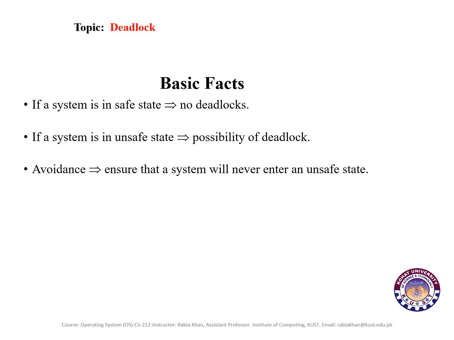Some basic facts need to be kept in mind related to safe state. If the system is in a safe state, then there is no deadlock. So you are lucky if your system is in a safe state. So there will be no deadlock. But if the system is in an unsafe state, where processes do not have a safe sequence, there will be a possibility of deadlock. If your system goes into an unsafe state, then there can be a possibility of deadlock. There is no surety that deadlock will happen, but still there is a possibility.